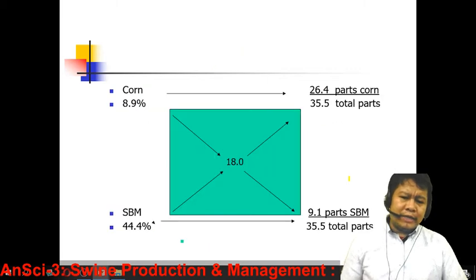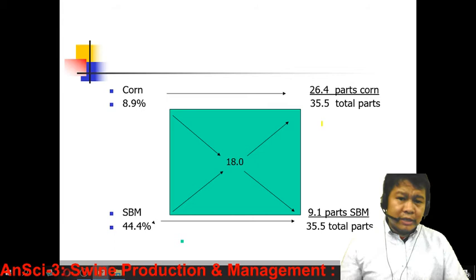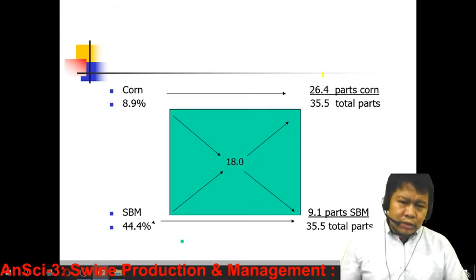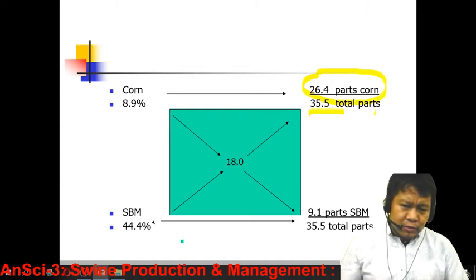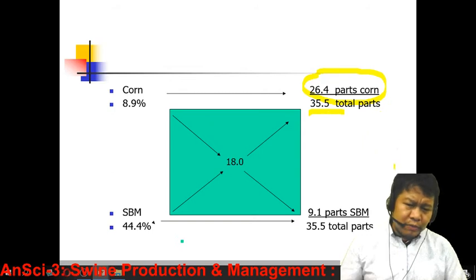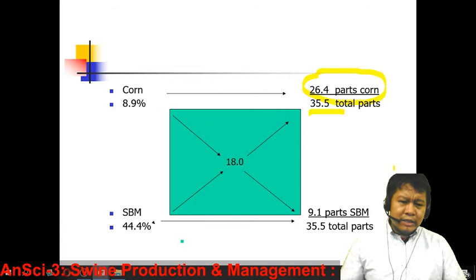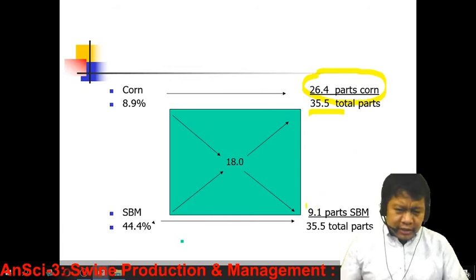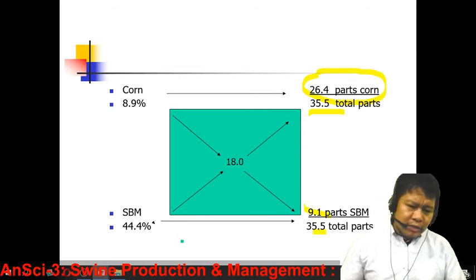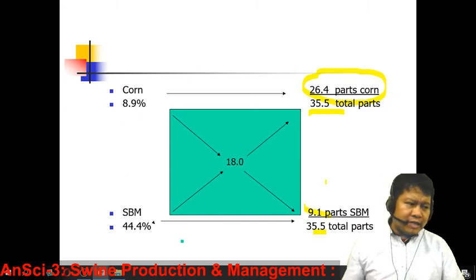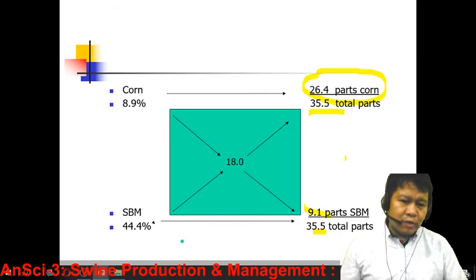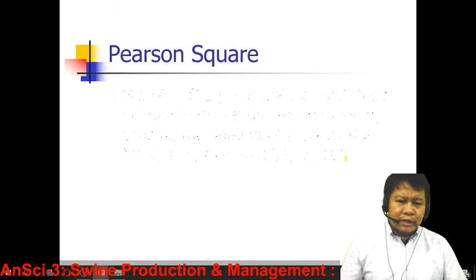Then next, we determine the percentage of the corn compared to the total. For example, this is the part of corn divided by the total. The resulting answer will be the percent of corn in the mixture. And on the other side, this 9.1, divide that by the total. The resulting answer will be the percent proportion of the soybean meal in the resulting total, which is the total feeds that we will produce, 2,000 kilograms. So that is our example. Okay, let's proceed.